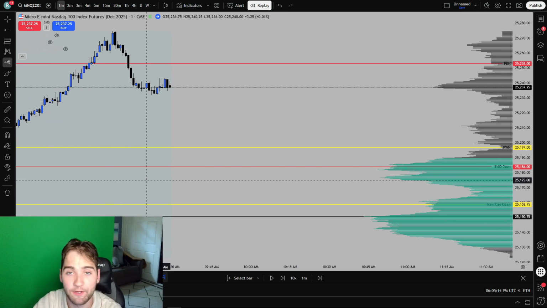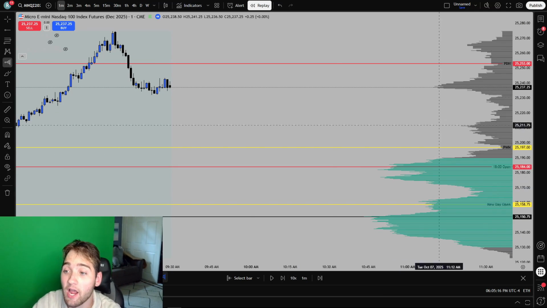I moved my face right over here just so you guys can see, but as you can see with this anchored volume profile, once I slapped it on the daily time frame, with my settings, it will look like this.